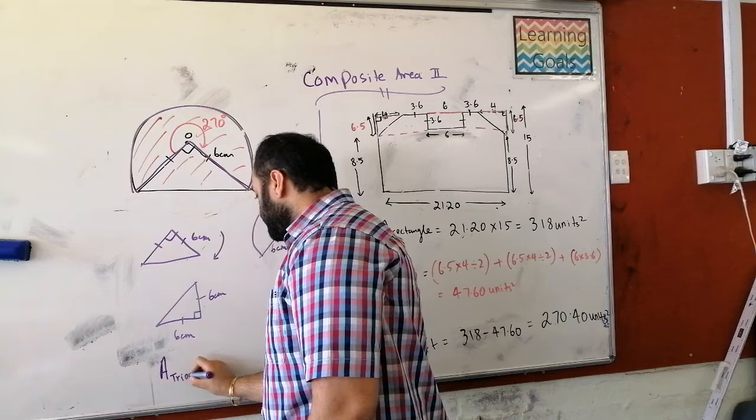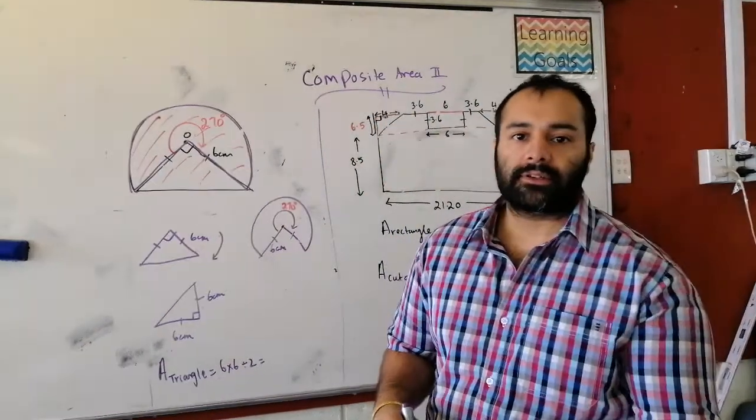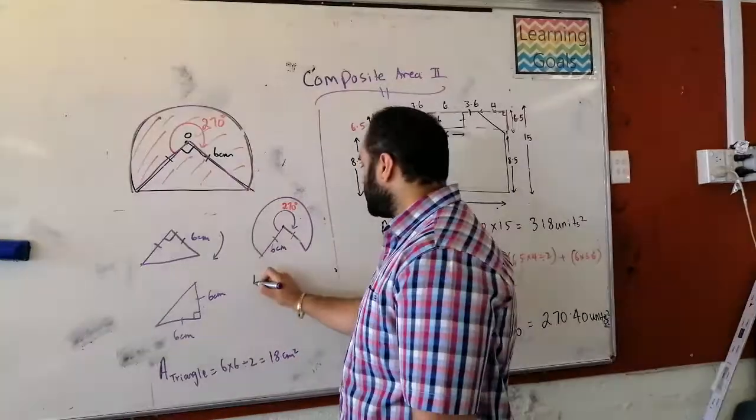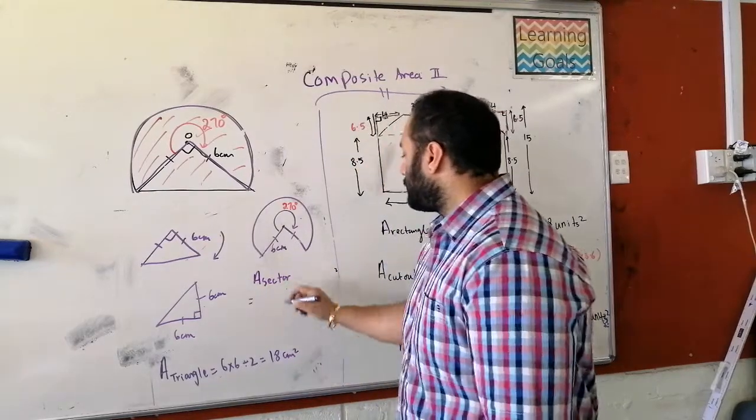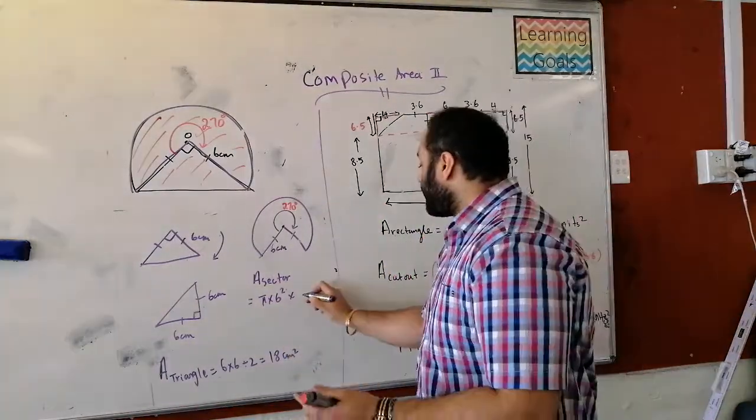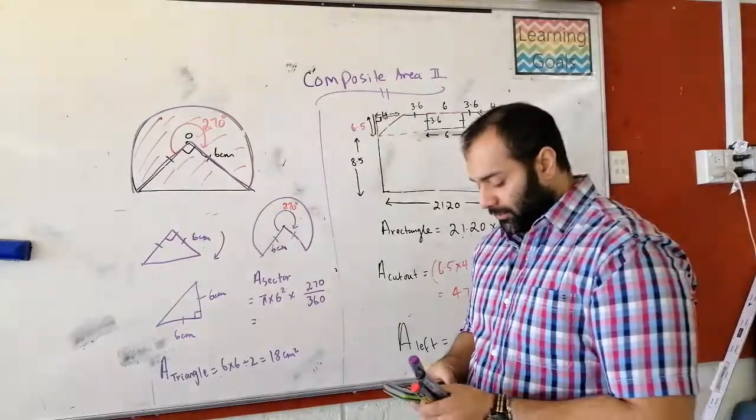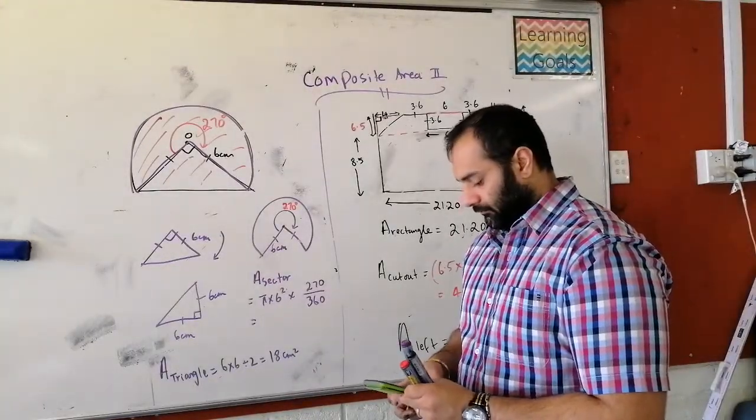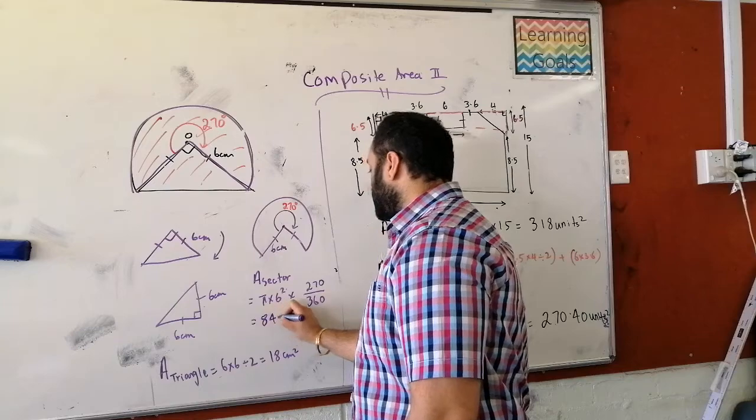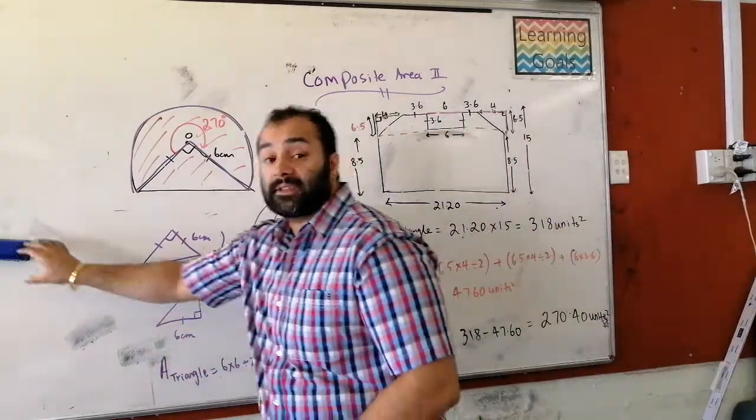Area of triangle. 6 times 6 divided by 2. 6 times 6 is 36. Half of that is 18 centimeters squared. Now the area of this sector is going to be pi times 6 squared times. I don't have a whole circle. What part of a whole circle do I have? What fraction, what part of 360 do I have? I have 270. Put that into calculator, 2 decimal places. 84.82 centimeters squared. That's a sector.